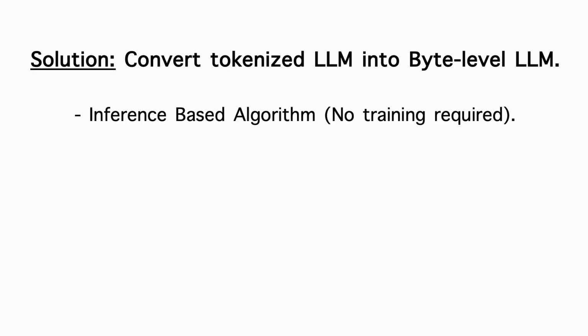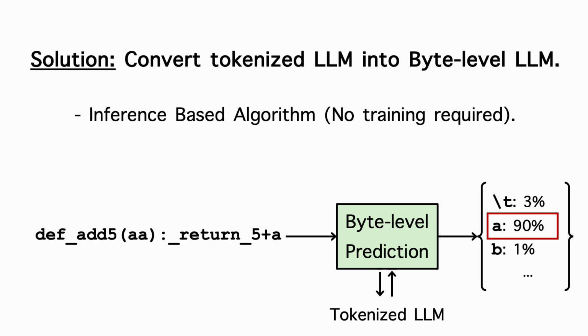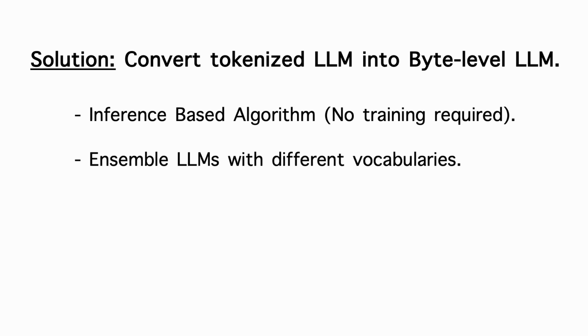Our solution is to convert the tokenized language model into its equivalent byte-level one. Note that there is no training required for this algorithm. You can think of this algorithm as a green box below, which repeatedly requests the result from the original tokenized language model. The end result is that we fix the tokenization bias issue and obtain the correct token with high probability. This also allows us to ensemble multiple language models together, even when they do not share the same vocabulary.